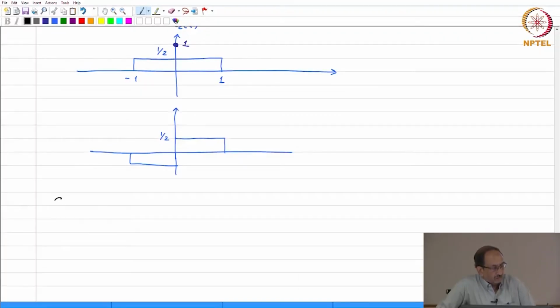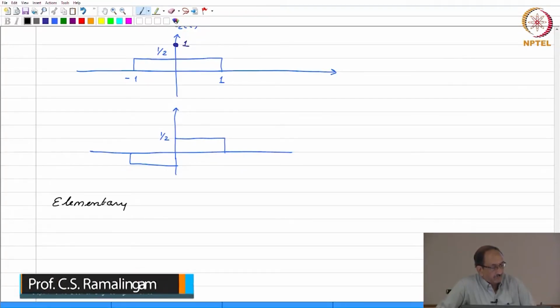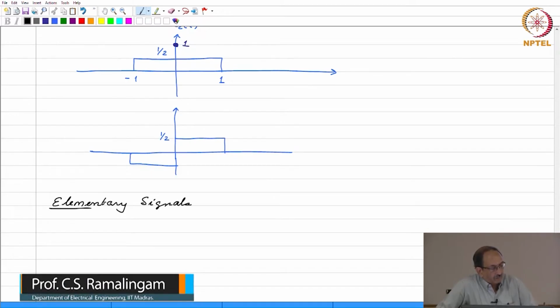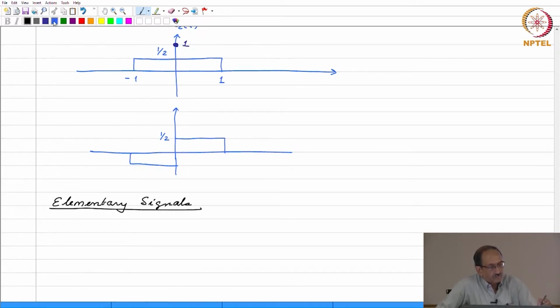Now let us move on to elementary signals. So what we will do here is we will look at again some of these basic signals that you have already seen in signals and systems.